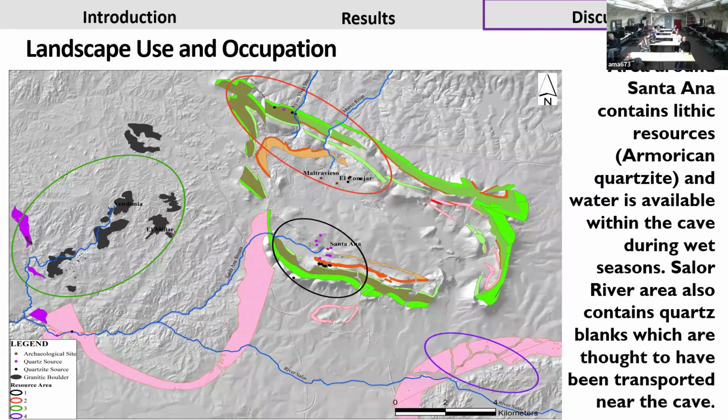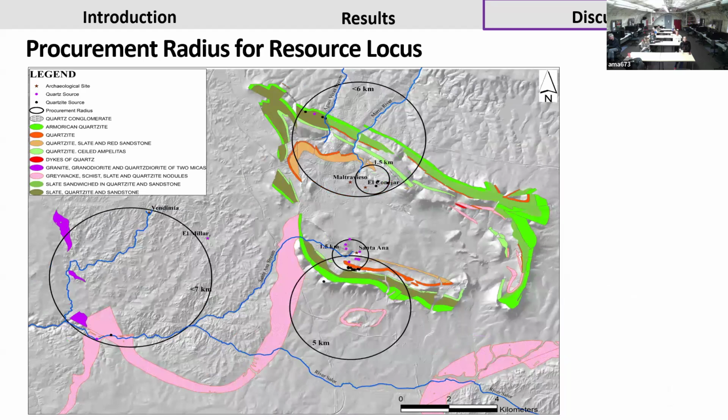And the reason why I say this is that in the area of Santa Ana Cave, you have the Armorican quartzite, which is a quartzite of very high quality. So Santa Ana Hill and the Harcourt rubble area have this particular kind of quartz. And that's why you can see that most of the materials that we have found in excavation were actually from these two sources.